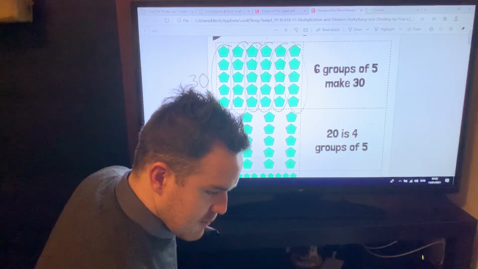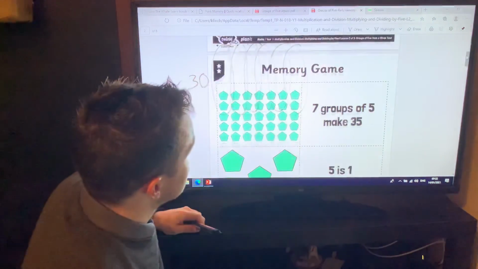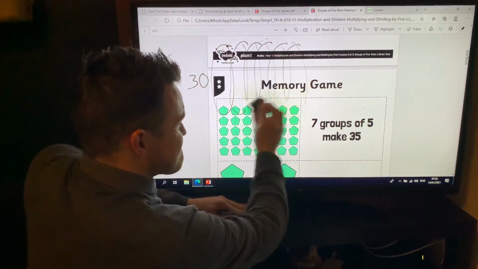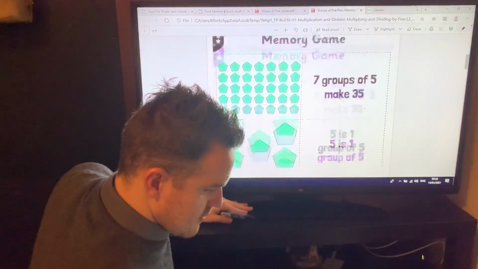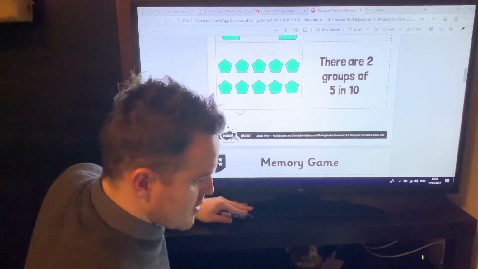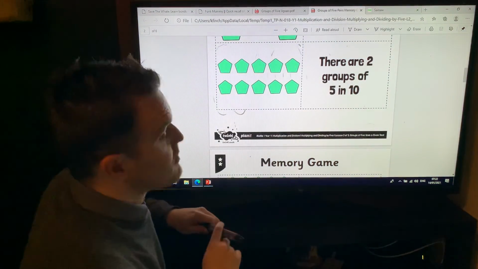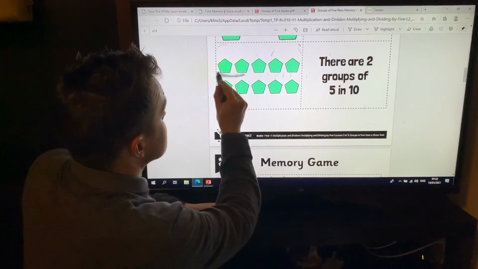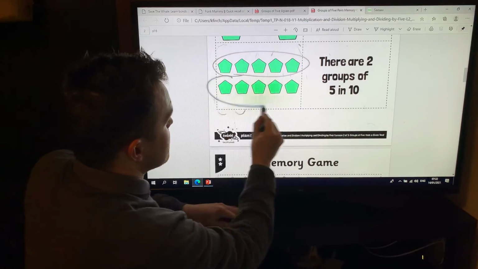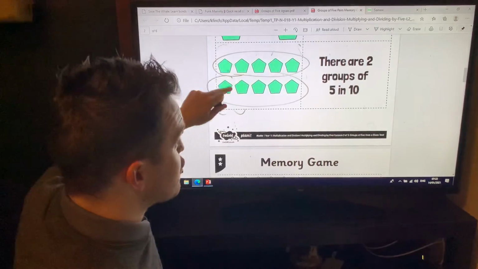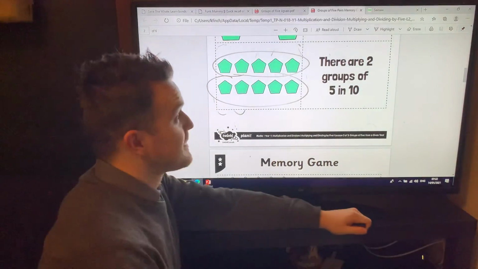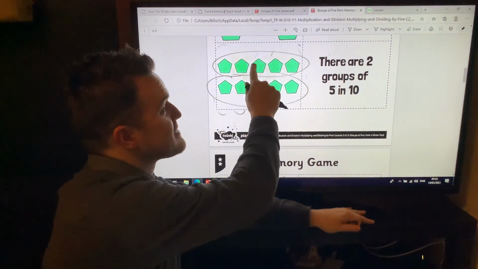Let me just look at one more example. Let's get rid of that one. Let's rub this out. Show that first one. Let's go for this one. So, we want to put them in fives first. So I have 2 groups of 5 here, there are 2 groups of 5, and that makes 10, because if we count in fives, 5, 10, okay?